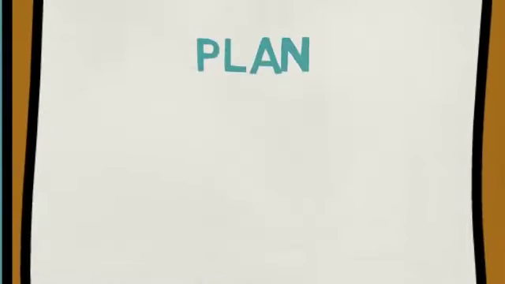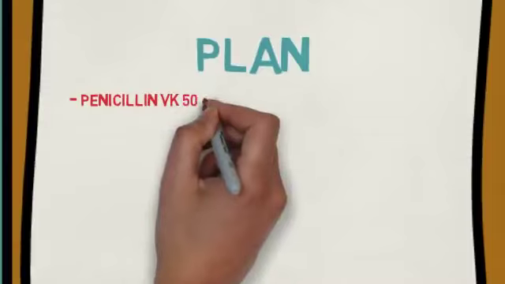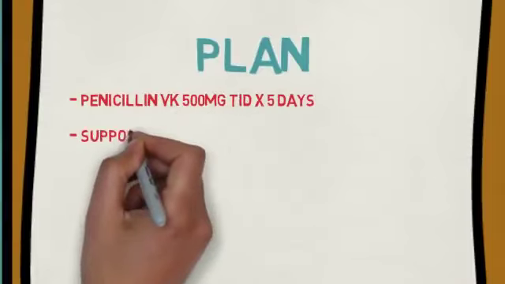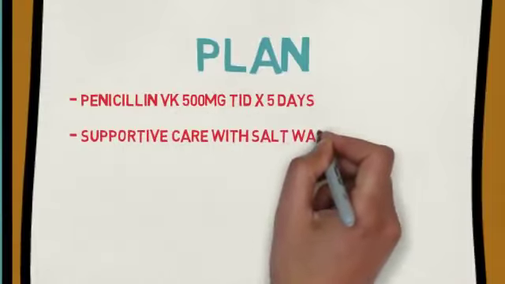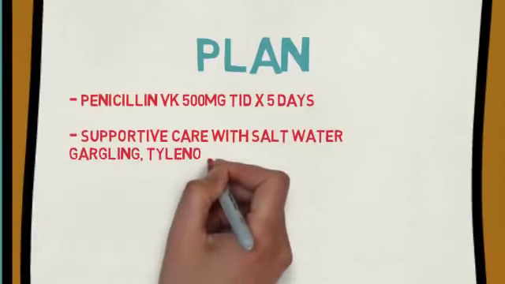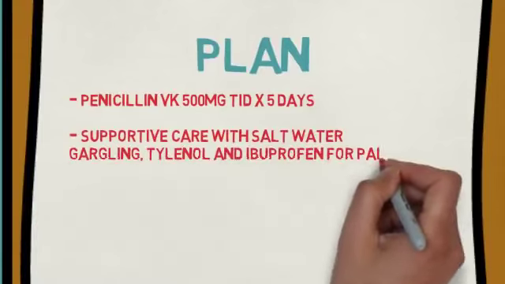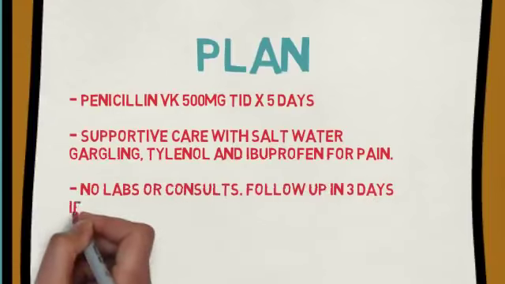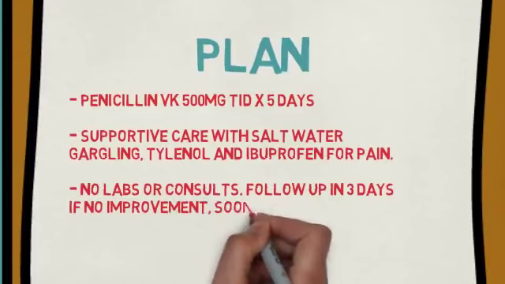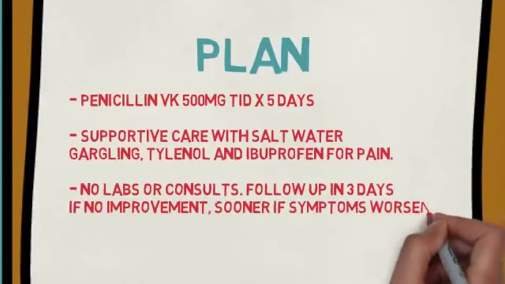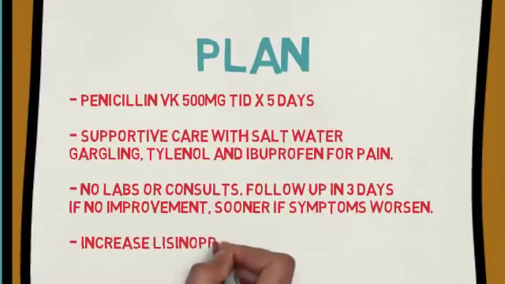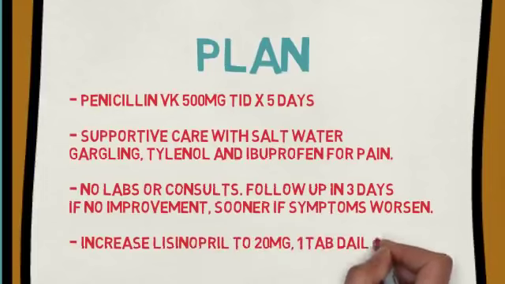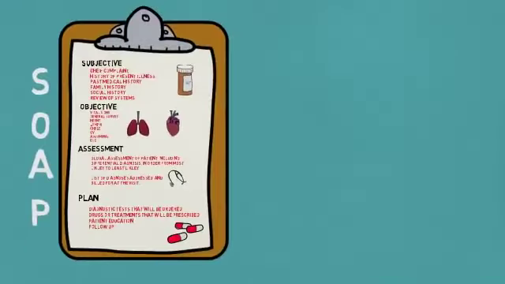Next, you get to develop the plan. For his throat infection, I'm going to prescribe penicillin VK 500 milligrams 3 times a day for 5 days. I'm going to have him continue supportive care with salt water gargling, Tylenol, and ibuprofen for pain. There aren't any labs or consultations needed. I'm going to have him follow up in 3 days if no improvement, sooner if the symptoms worsen. For his hypertension, I'm going to increase his lisinopril from 10 milligrams up to 20 milligrams because he's not yet to goal.